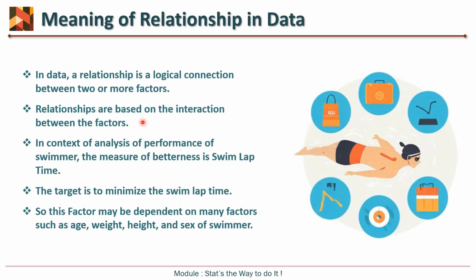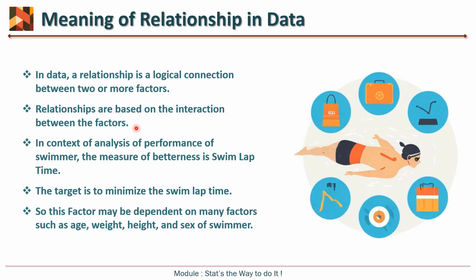So what is the meaning of relationship in the data? It is a logical connection between two or more factors. When we talk about relationship, we always have some factors out of which some are dependent and some are independent. So relationships are based on interaction of these factors, how these factors interact. If I give you the example of purchasing power and income, I can say that purchasing power depends on the income, but income does not depend on the purchasing power. Likewise, there are many factors and there are different types of relationship between them.